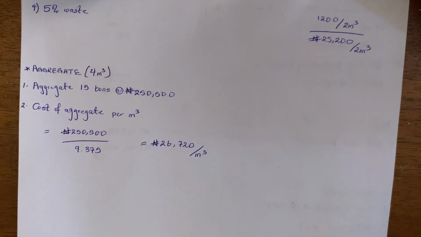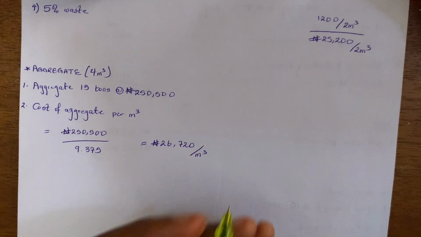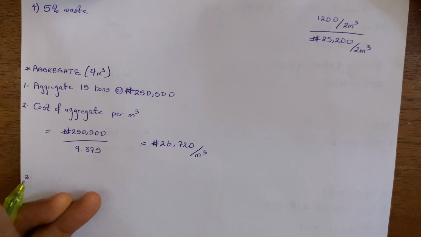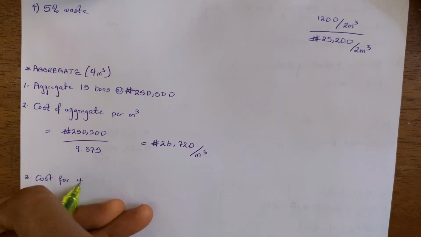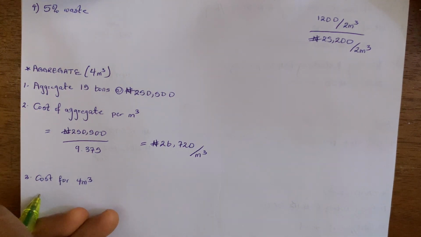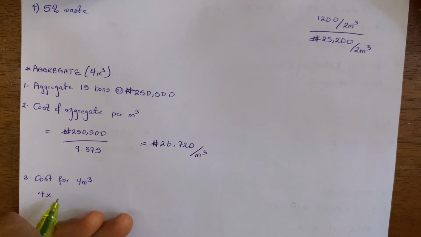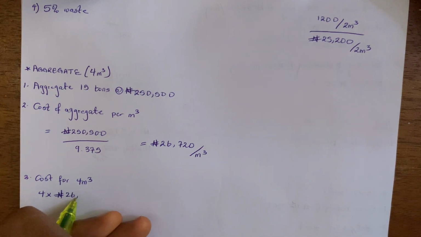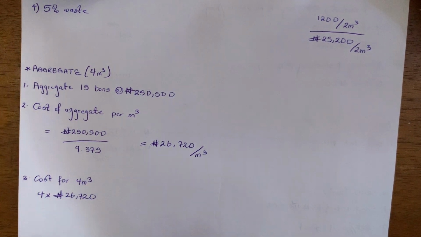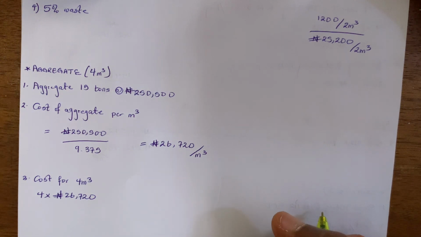per meter cube. But our mix ratio says that we are to allow for 4 meter cube. So we now need to determine what the cost for 4 meter cube will be. So the cost for 4 meter cube will now become 4 multiplied by the cost per meter cube of aggregate, which is 26,720. So when we add everything together, we're going to be having 106,880 naira.